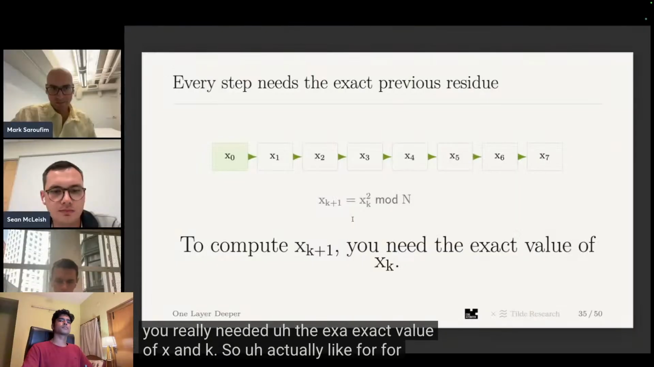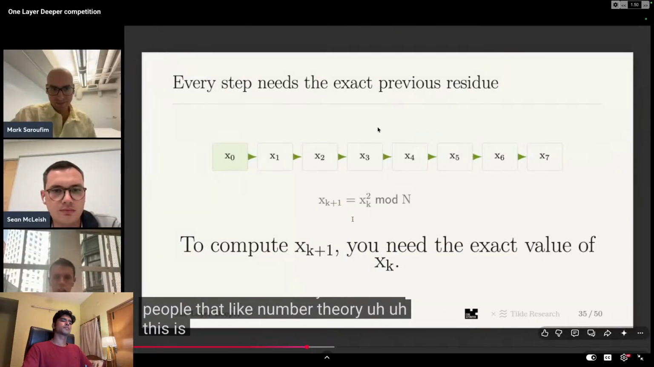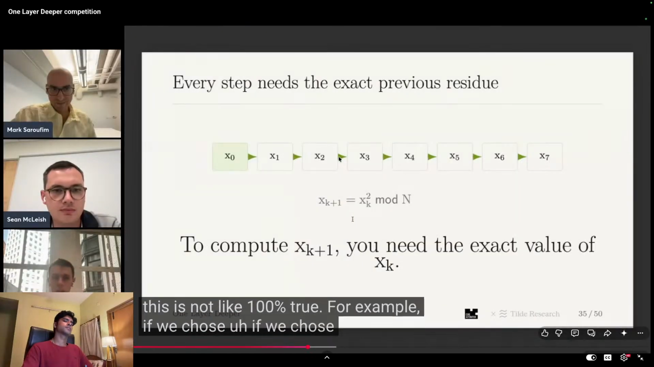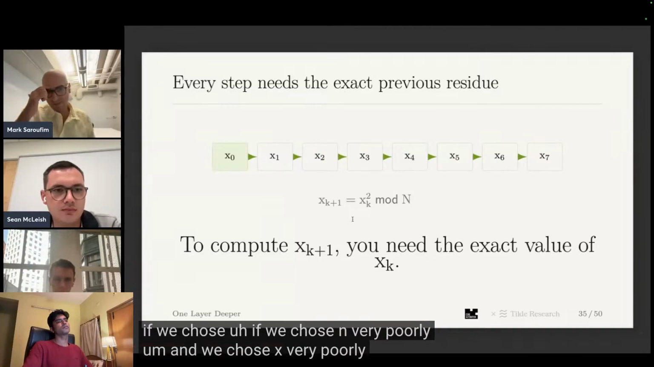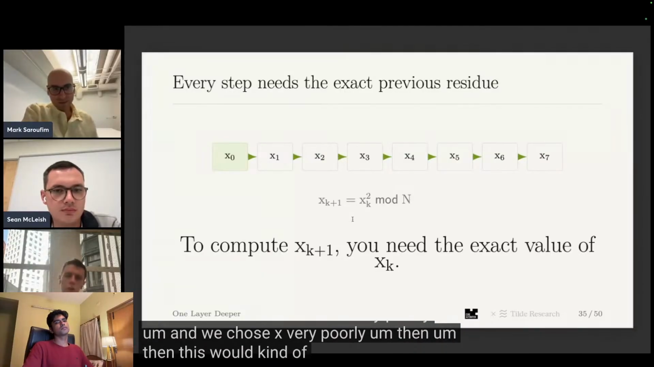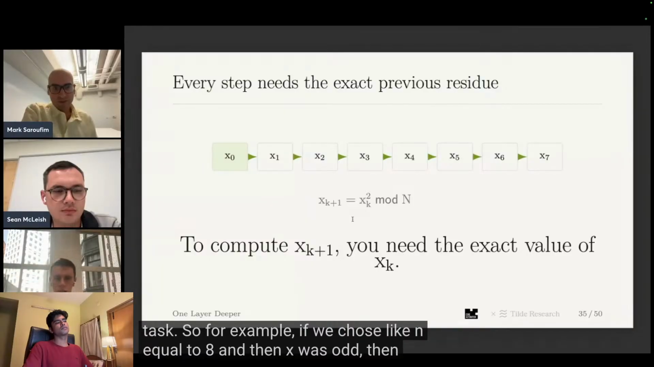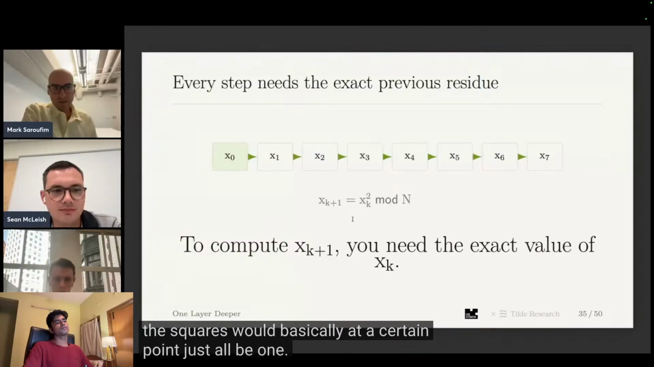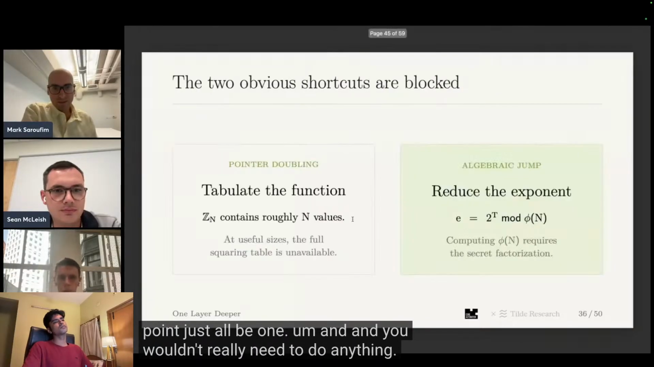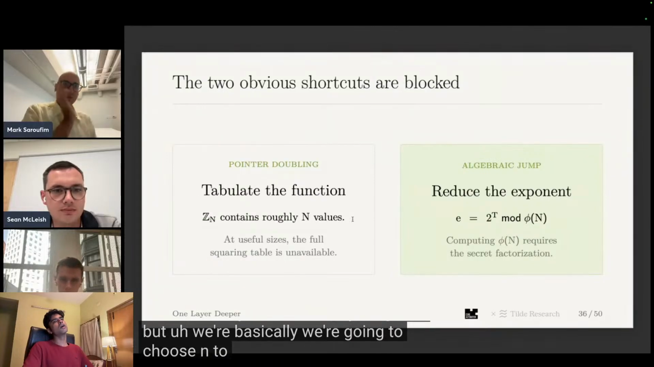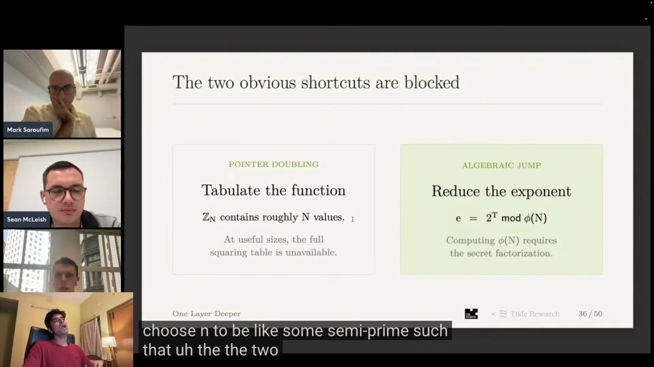And the idea basically is that you really needed the exact value of x and k. So actually, for people that like number theory, this is not 100% true. For example, if we chose n very poorly and we chose x very poorly, then this would be a boring task. So for example, if we chose n equal to 8 and then x was odd, then the squares would basically at a certain point just all be 1, and you wouldn't really need to do anything. But we're going to choose n to be some semi-prime, such that the two shortcuts are blocked.